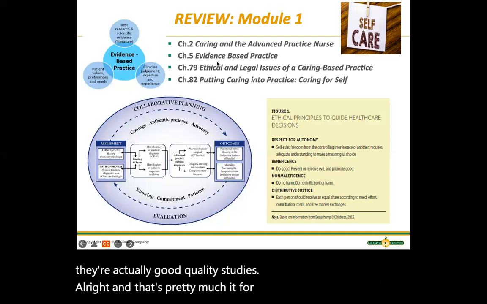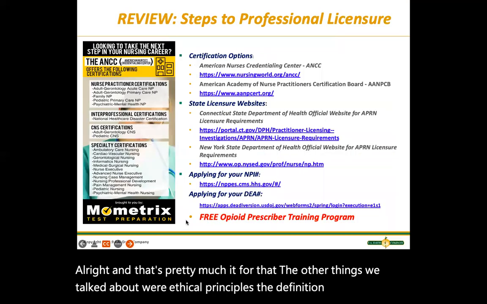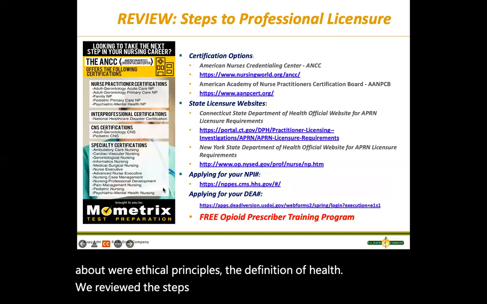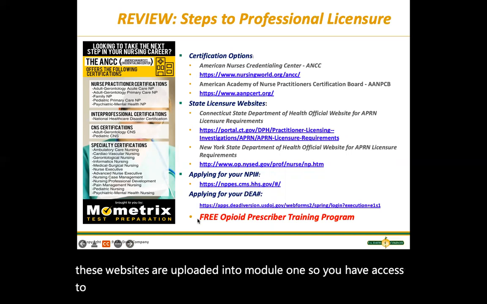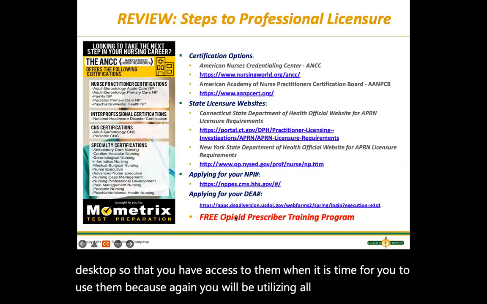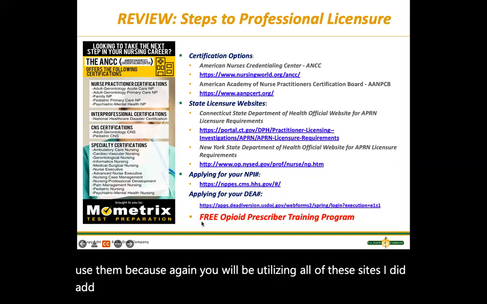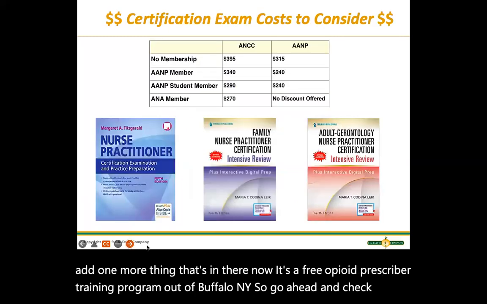The other things we talked about were ethical principles and the definition of health. We reviewed the steps to professional licensure. Again, these websites are uploaded into module 1, so you have access to all of them. Please do yourself a favor, save them in a file on your desktop so that you have access to them when it is time for you to use them, because again, you will be utilizing all of these sites. I did add one more thing that's in there now. It's a free opioid prescriber training program out of Buffalo, New York. So go ahead and check that out in module 1.